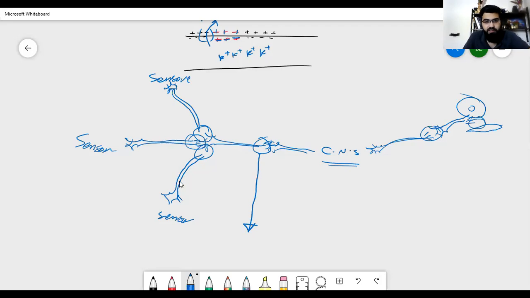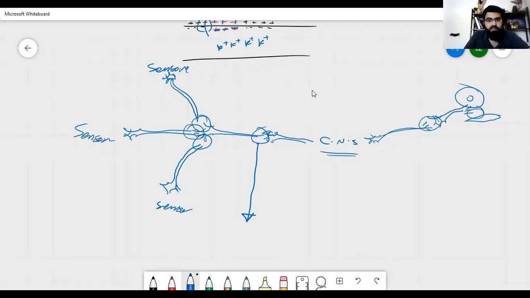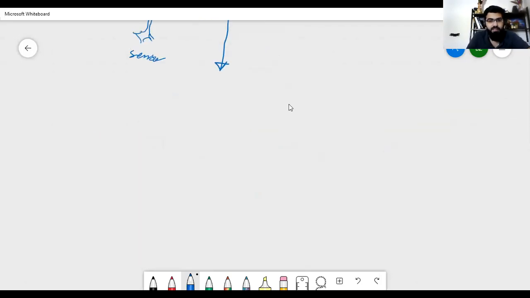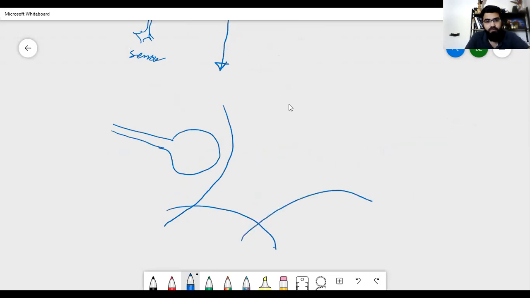Now, I will take the synapse here to see what is happening in the synapse area. This is the terminal ending, the knob, as we said. And here, the next membrane of the next neuron. You understand?